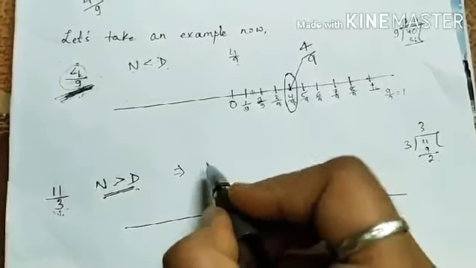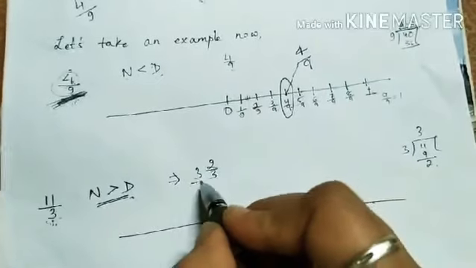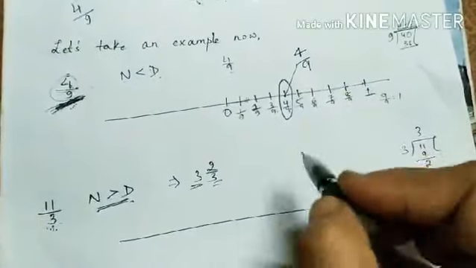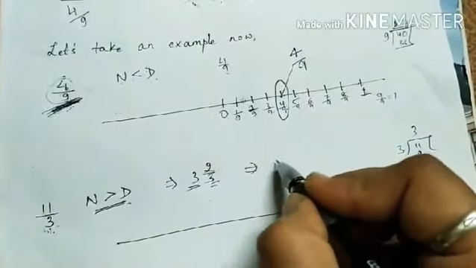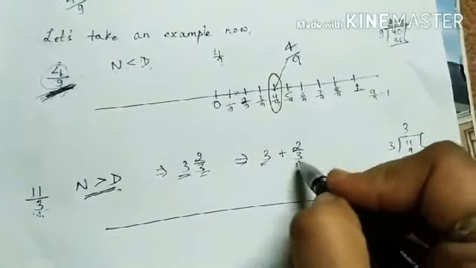So how can we write this 11 by 3? We can write it as 3 whole 2 by 3, right? This is the whole part and this is the fractional part. That can also be written as 3 plus 2 by 3. Right? This is the whole part and this is the fractional part.